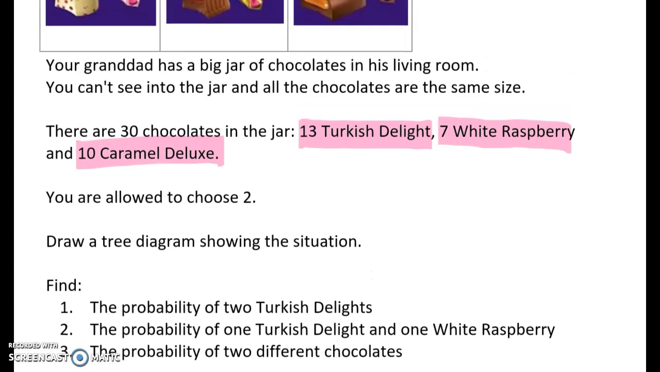So you should draw this in your book. In fact, if you can try and do it now, pause the video and have a go before I do it, and just think about what it means not to have replacement of the chocolates.